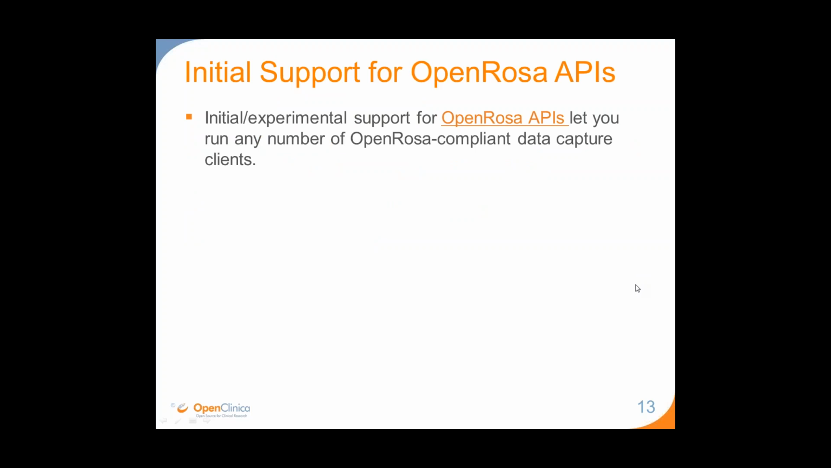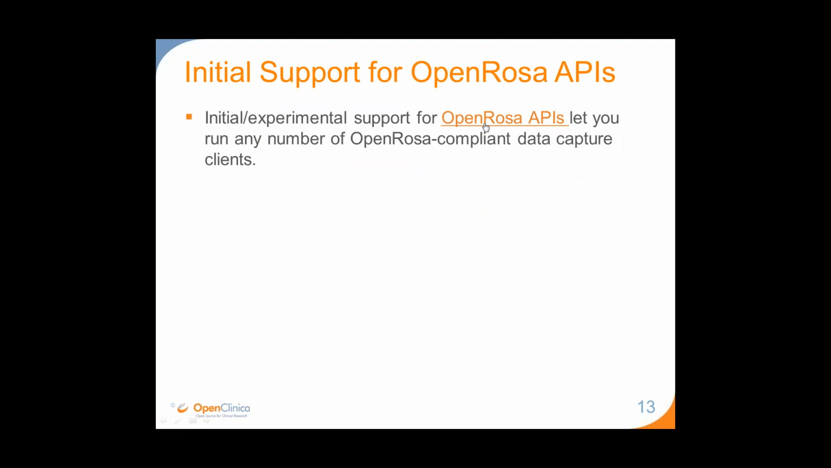Another feature that was released with version 3.5 was what we're calling initial or experimental support for these OpenRosa APIs. This is more for folks who are on the development side of things, who might want to contribute things to OpenClinica, sort of the more open source contributor developer side of things. And it was an introductory feature.